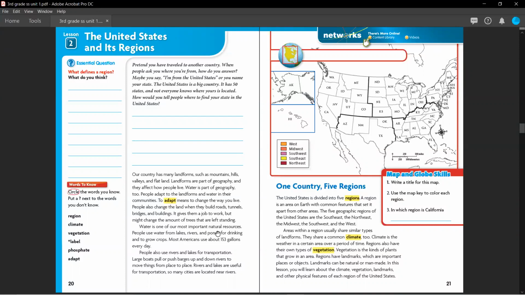Water is one of our most important natural resources. People use water from lakes, rivers, and ponds for drinking and to grow crops. Most Americans use about 153 gallons every day. People also use rivers and lakes for transportation. Large boats pull or push barges up and down rivers to move things from place to place. Rivers and lakes are useful for transportation, so many cities are located near rivers.